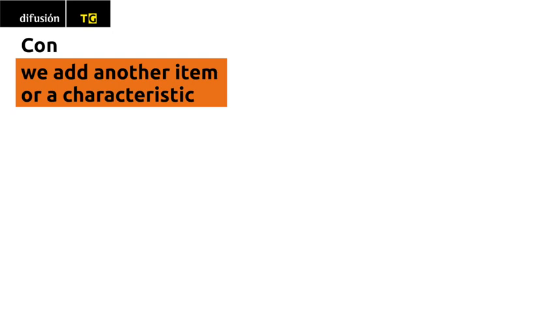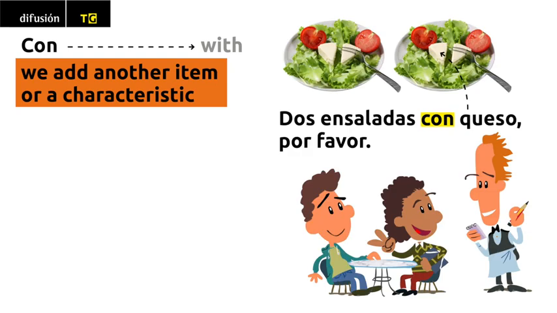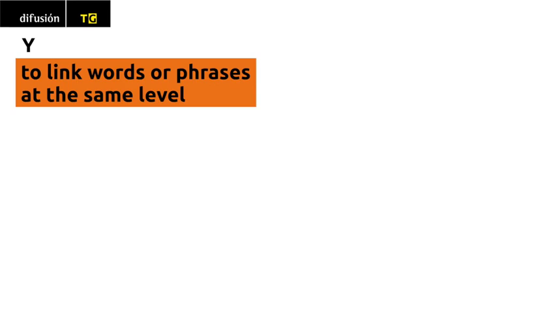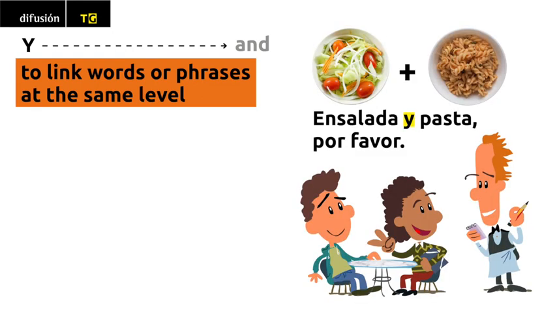With con, we add another item or a characteristic. It is often used like with in English. 2 ensaladas con queso, por favor. We use y to link words or phrases at the same level. It is like and in English. Ensalada y pasta, por favor.